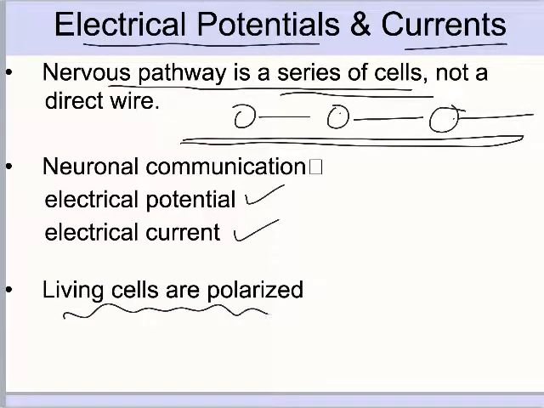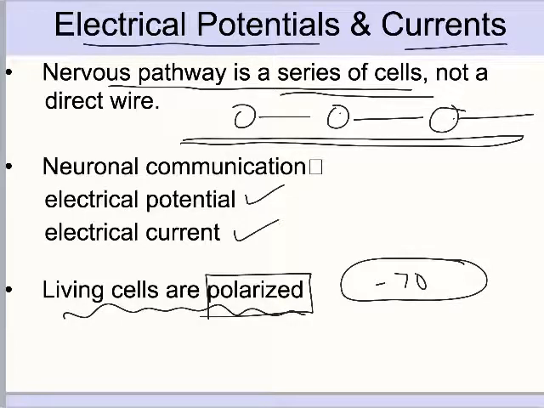It's important to realize that living cells have a charge difference. The inside and the outside have different charges. The inside of the cell is negative 70 compared to the outside. So there's a difference in the extracellular space, and because there's a charge difference, the cells are considered polarized.